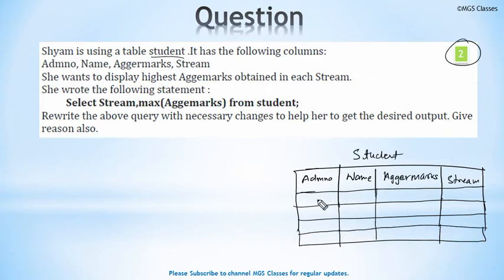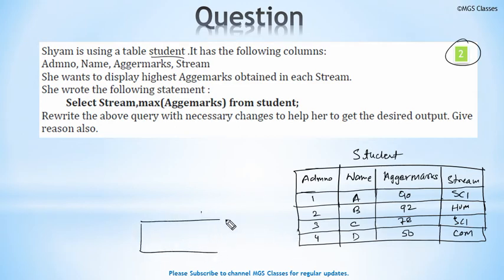So I am just assuming admission numbers 1 2 3 4, names A B C D, and aggregate marks 90 92 78 50. Streams, let's suppose science, humanities, science, and commerce. So she wants to display the highest aggregate marks obtained in each stream. What she wants is to display the highest marks in each stream.